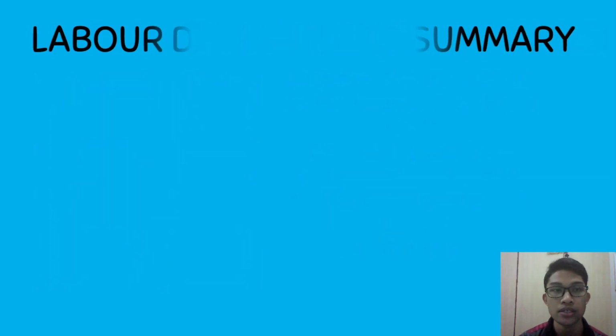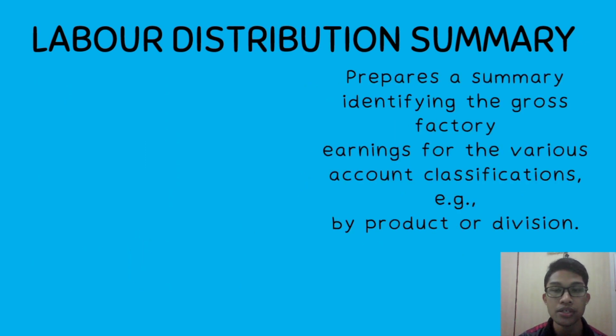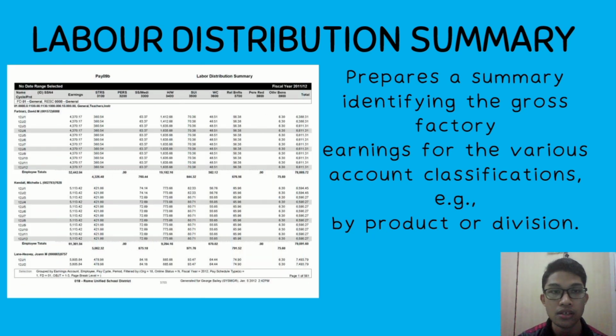The next document is a labor distribution summary. A labor distribution summary is to prepare a summary identifying the gross factory earnings for the various account classifications, for example, by product or by division. As you can see, there is an example of a labor distribution summary. You can see a column of earnings there.